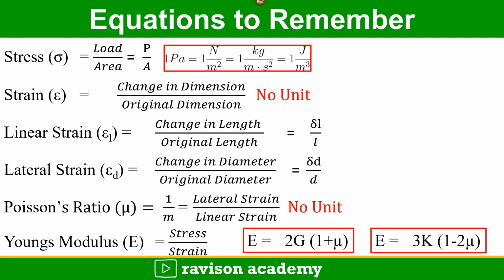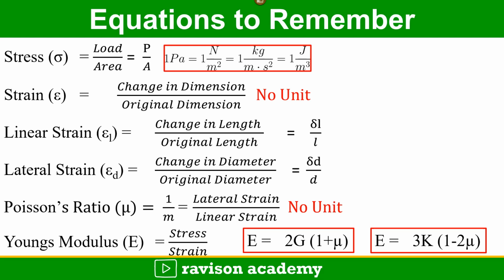Stress is represented by sigma, which is equal to load by area, P by A. The load unit is Newton, and area is in meter square or mm square, so we get Newton per meter square or Newton per mm square. So units are very important. Strain is the ratio of change in dimension to original dimension. Since this is a ratio, there is no unit, right?